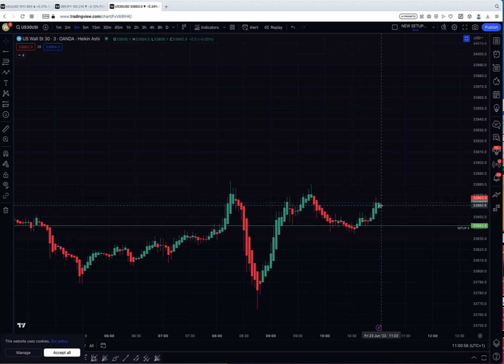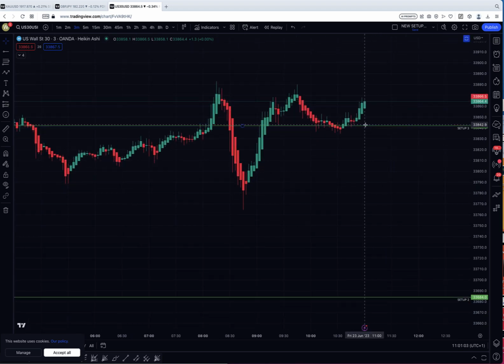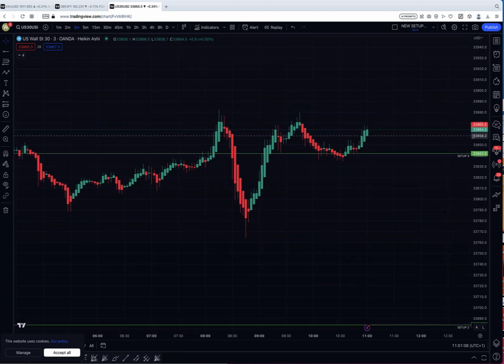We rejected, and I'm expecting the price to go higher at the moment, at least 100 points. If we drop below, no problem. I will change my stop loss to break even. I will not have a loss in this case. This is a free trade.